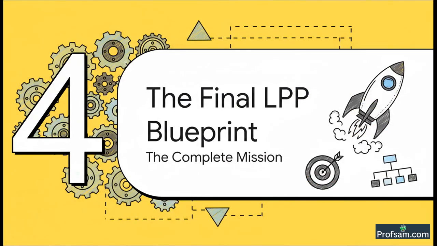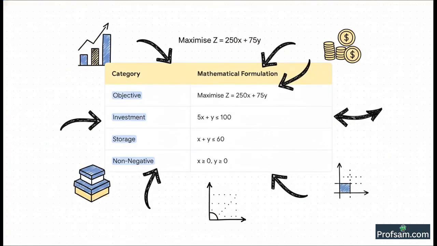And that's it. Just like that, we've done it. We've translated that entire English story problem into a neat and tidy mathematical structure. So let's put all the pieces together and look at our final mission blueprint. And there it is. Look at what we've built. This is our fully formulated linear programming problem. Our objective is to maximize z equals 250x plus 75y, and we have to do it subject to these rules, these constraints. We have successfully turned a real-world puzzle into a math model that's now all ready to be solved.